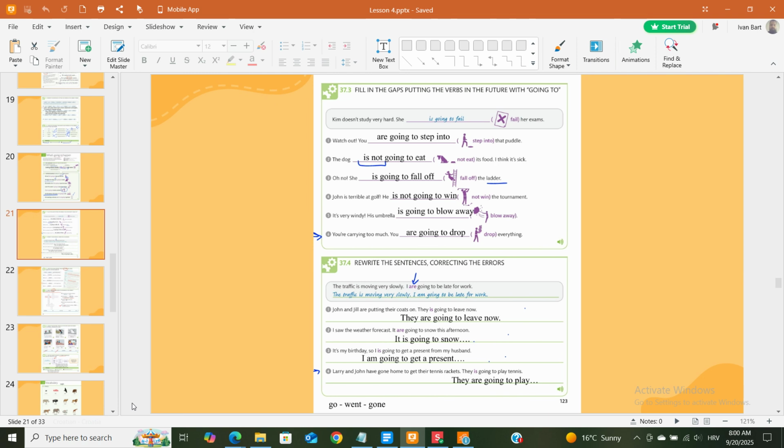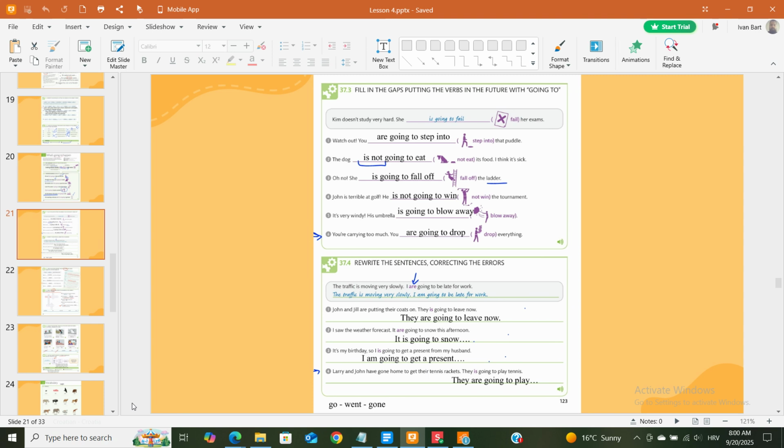37.4 Rewrite the sentences, correcting the errors. The traffic is moving very slowly. I are going to be late for work. The traffic is moving very slowly. I am going to be late for work. John and Jill are putting their coats on. They's going to leave now. They are going to leave now.